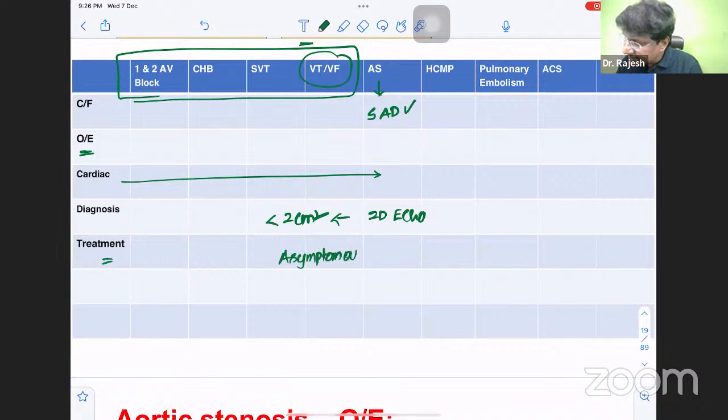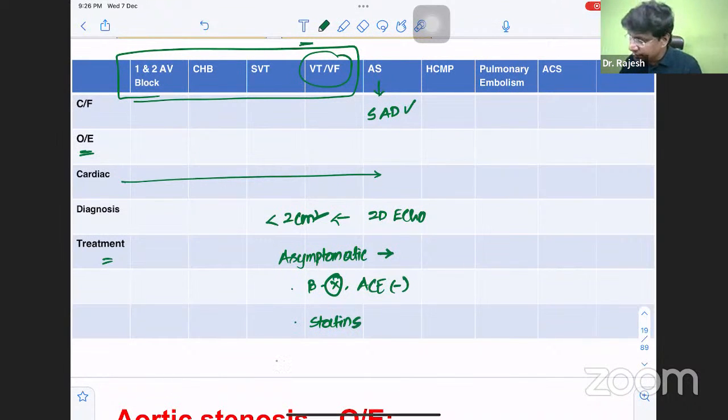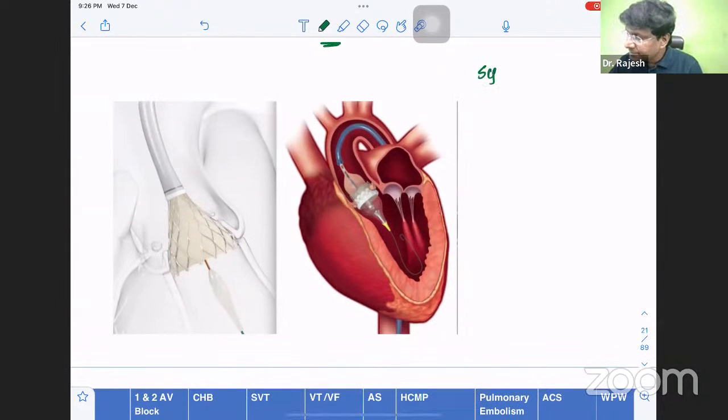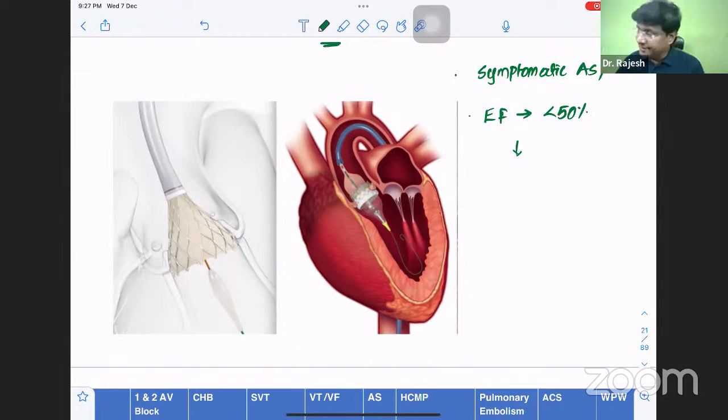If the individual is asymptomatic, then the drugs that we can give are beta blockers, ACE inhibitors, then statins. Why do we give statins? That will prevent the progression of the aortic stenosis. Suppose the individual is symptomatic, or if the ejection fraction in aortic stenosis is less than 50%, then you need to do surgical treatment. That is surgical aortic valve replacement or transcatheter aortic valve replacement.